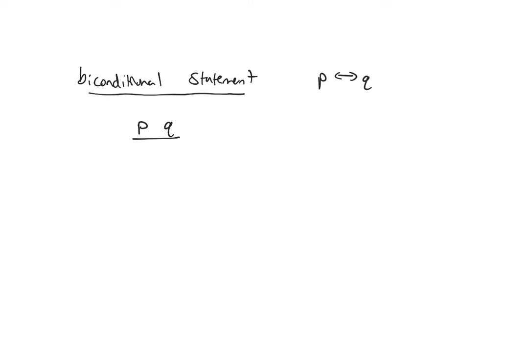So let's talk about the truth table for a biconditional statement. Biconditional statements have double arrows with them. And so when we're looking at the truth table for a biconditional statement, we have two variables, which means we have 4 rows.